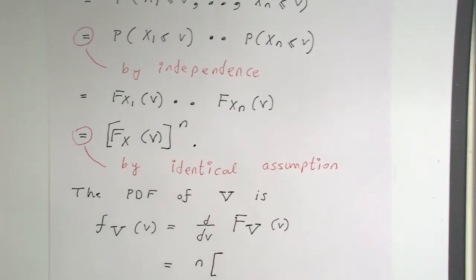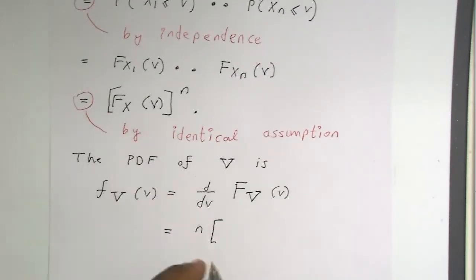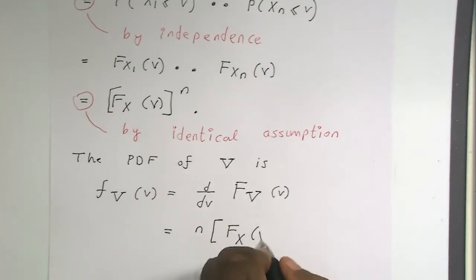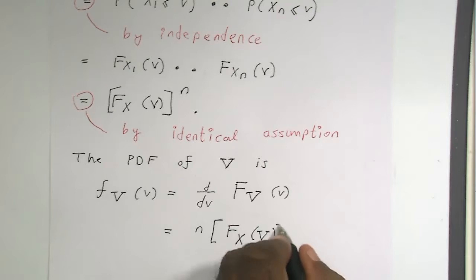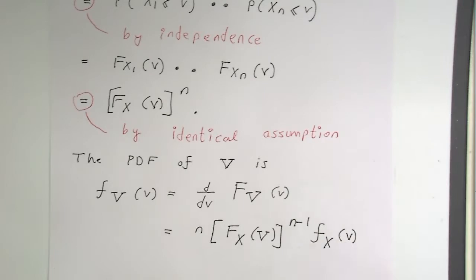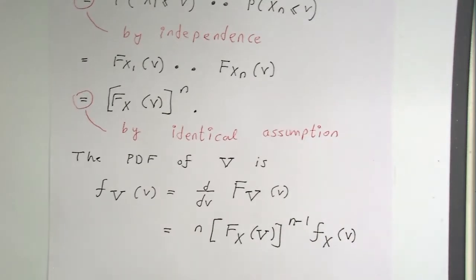So you should differentiate this with respect to V. This is what you get. So this is the density function, the density function of maximum portfolio loss. Any questions so far, guys? You sure? Alright, so we covered case 1.